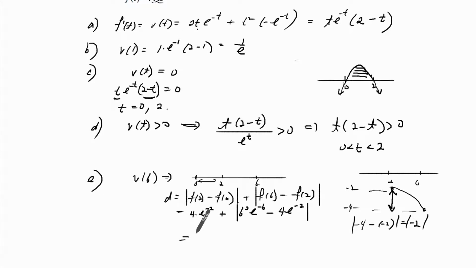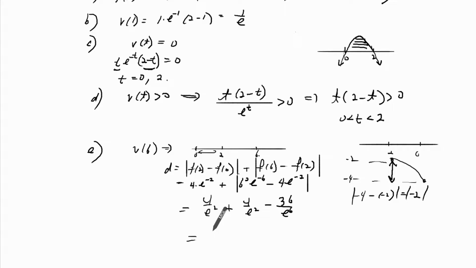Okay, so then if we do that, this will flip around. Okay, this is bigger than this, so we're going to get 4 over e squared. That's going to become negative, so it's 36 over e to the power of 6. So this is also 4 over e squared. So we get 8 over e squared minus 36 over e to the power of 6. So that's the distance that it has traveled.